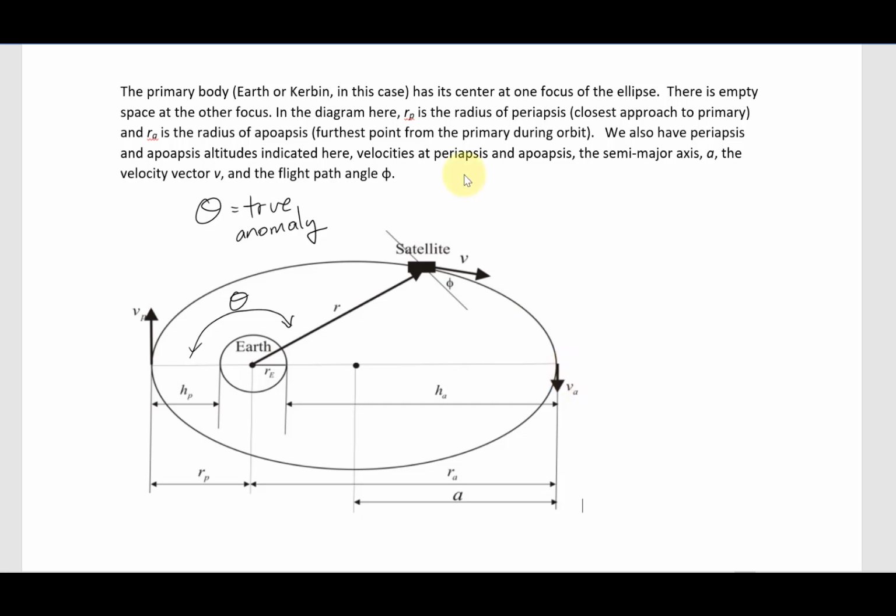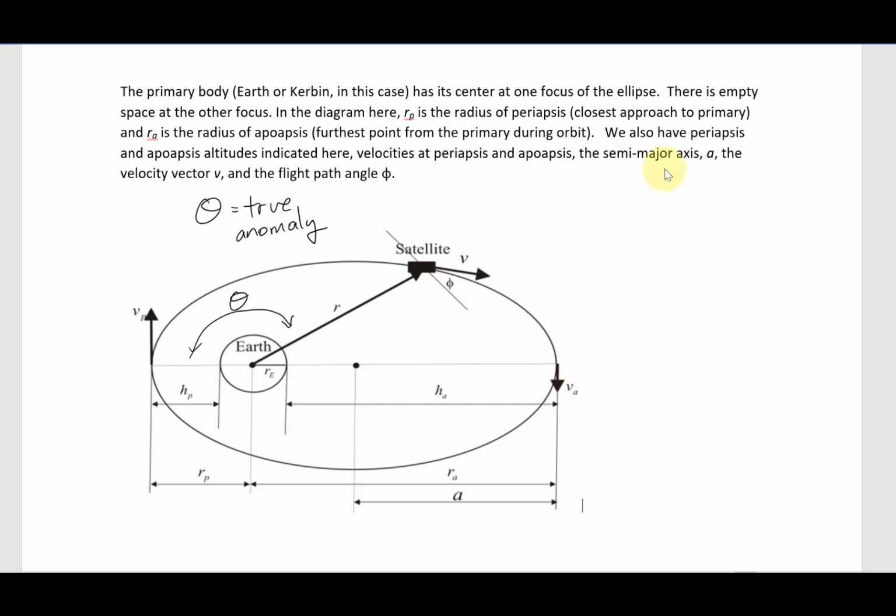Velocities at periapsis and apoapsis are indicated also in this diagram. So the velocity is this direction, this vector that indicates the direction of travel, and it is tangent to the curve. So this would be the velocity at periapsis, going in this direction if the satellite or rocket is orbiting around in this direction. So this is a vector indicating the velocity at apoapsis, and it's drawn a little bit smaller because it's actually slower generally at the apoapsis than it is at the periapsis.